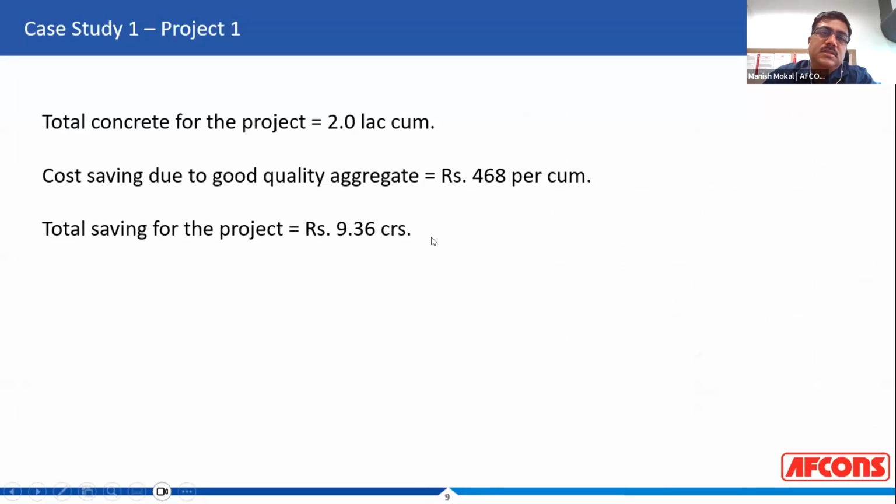So if you look at the economics, the concrete requirement for the project was about 2 lakh cubic meters. There was a saving of around 468 rupees per cubic meter, in spite of spending almost 400 rupees per cubic meter more for good quality aggregate. And we could get savings of around 9.4 crores on a project, which is a very significant amount, and doing a concrete which is much more durable, having much better strength, less variation. Imagine if this happens for M35, what will happen for an M60 or an M70 grade concrete, especially when I have to pump the concrete to the range of almost 150 meters.